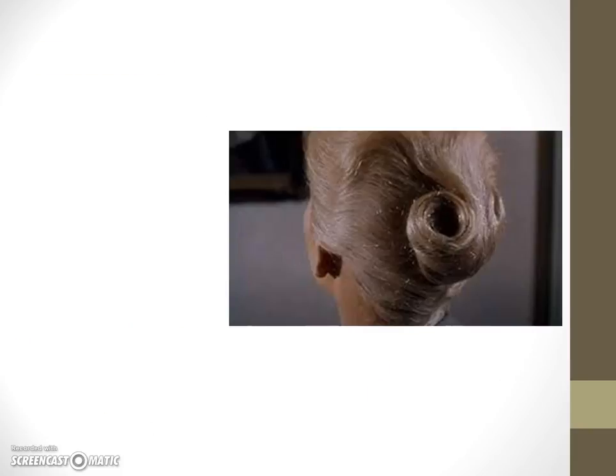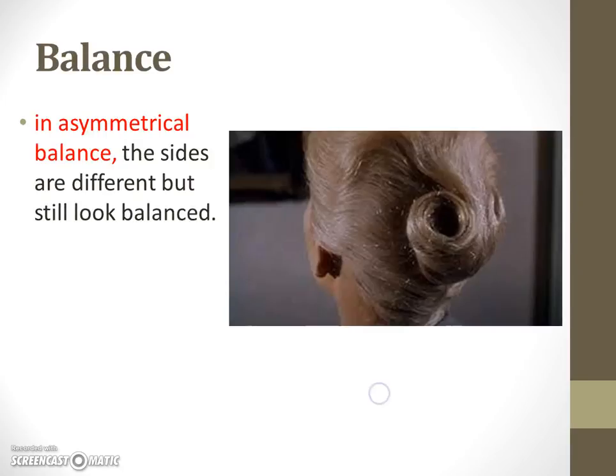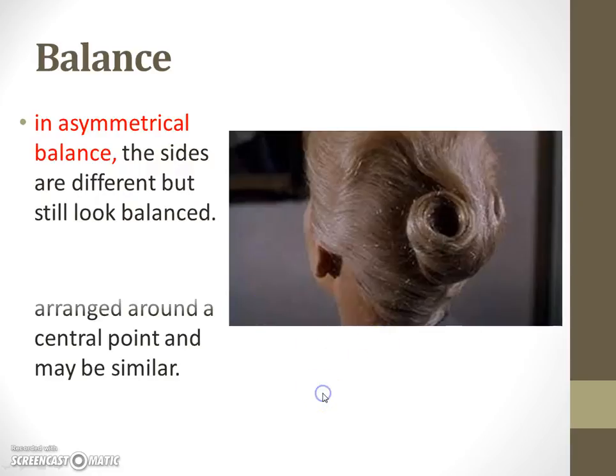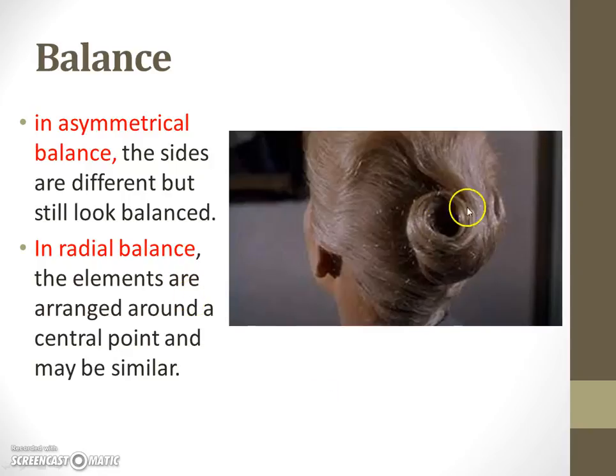Now, I'm going to show you something that is off balance. There's also asymmetrical balance, where the sides are different but still look balanced. That's not what's happening here. What you have here is a bit of radial balance: here's the central point, and it's a swirly pattern in her hair. Now, I said this is not balanced. It doesn't obey the rule of threes.